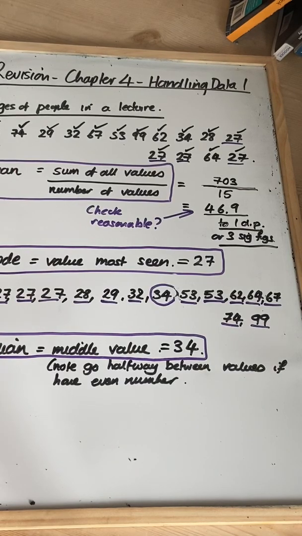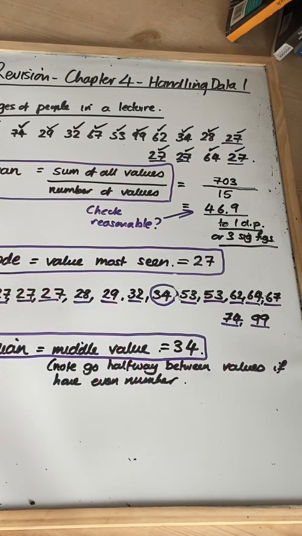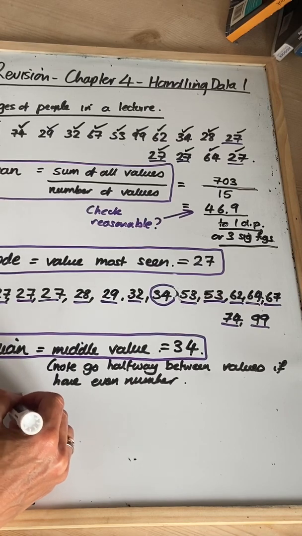The other things they could ask you about is how spread out your data is. So measures of spread, okay? There are two main ones that we look at at GCSE.